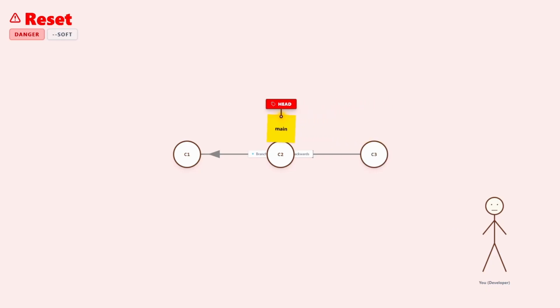Reset --soft moves the branch pointer only. Your working directory stays untouched. Your changes remain staged in the index, ready to be recommitted. Reset --mixed moves the branch pointer and clears the staging area. Your changes are not lost. They stay in the working directory as modified files. Reset --hard moves the branch pointer and resets everything. The staging area is cleared and the working directory is overwritten. Changes are destroyed. Gone forever unless you know about reflog.